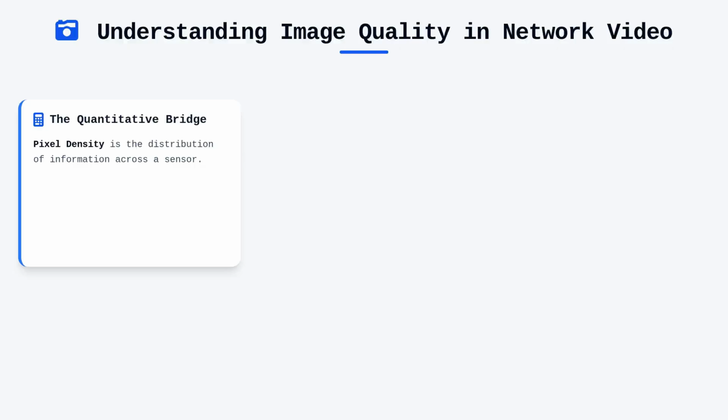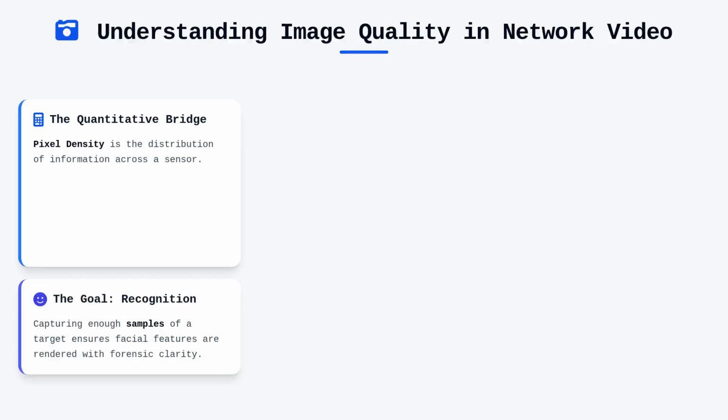When we talk about image quality in the context of network video, we are essentially talking about the distribution of information across a sensor. Pixel density, often expressed as pixels per meter or pixels per foot, serves as a quantitative bridge between a physical scene and a digital image. If you consider an object moving through a field of view, the camera must capture enough samples of that object to make it recognizable by a human operator or a machine learning algorithm.